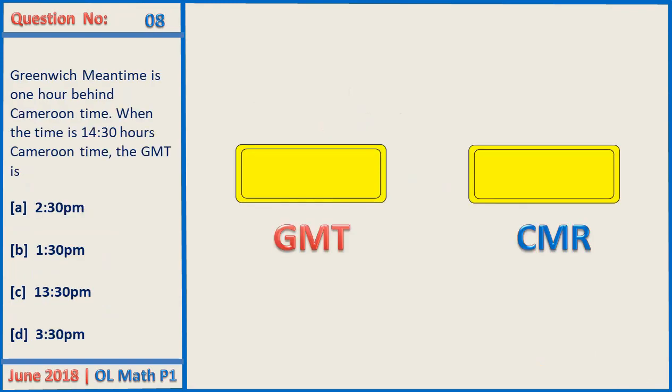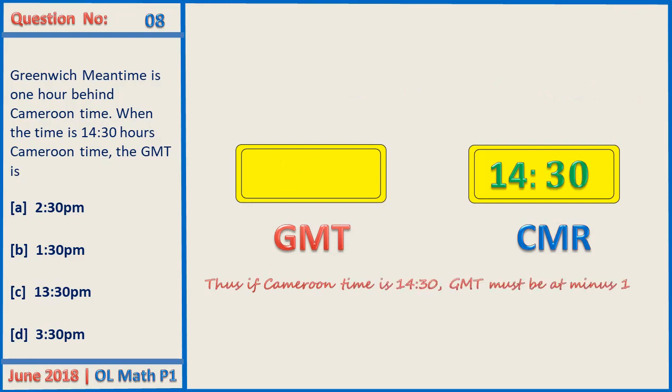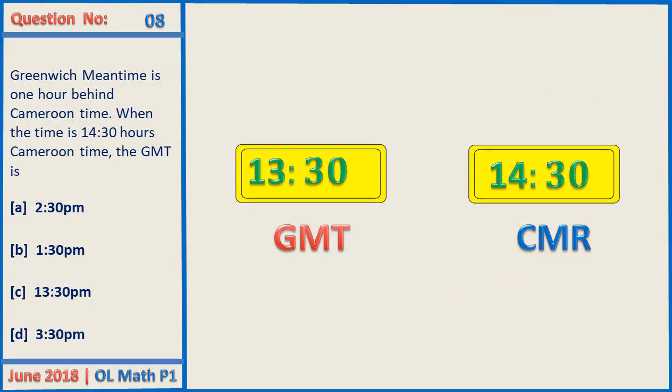Question 8. Greenwich Mean Time is 1 hour behind Cameroon time. When Cameroon time is 14 hours, GMT is, normally you know very well that GMT is the international date line. You have done this in geography as well. So GMT is 1 hour behind Cameroon time. When Cameroon time, for example, is 2 hours, GMT should be 1 hour. And now, if Cameroon time is 14 hours 30, then GMT should be 1 hour less, which gives us 13:30. So the key here is C.